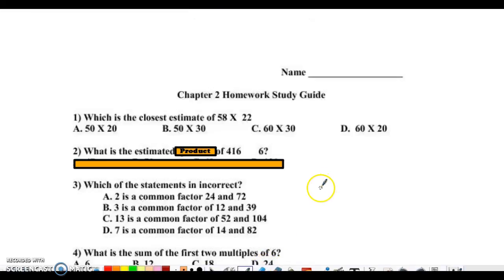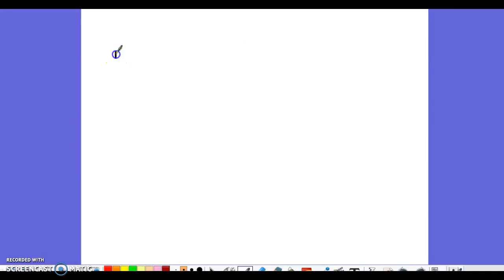Hello, it's time to review for our estimation, factors, and multiples unit test. Let's begin. Number 1 asks you which is the closest estimate. We know, based on our vocabulary words, that estimate means I need to round. I need to round the 58 and the 22. So here's what you do.